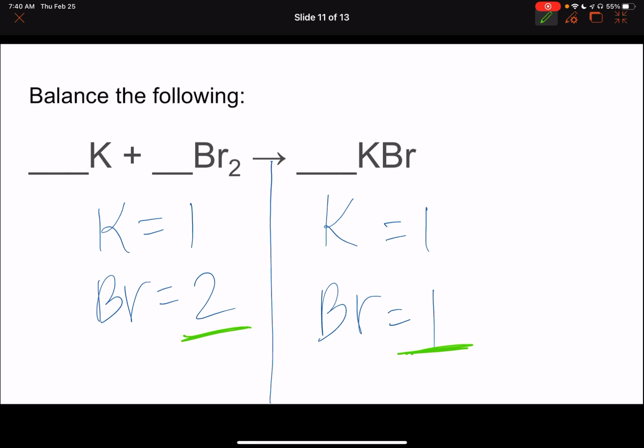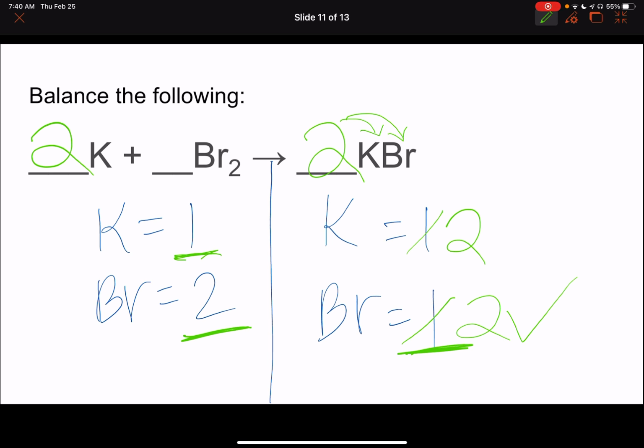How do we make a 1 look like a 2? We need to put a multiplier, but it not only multiplies the Br, but also the K. Whereas our Br's are balanced, we now need to make a 1 look like a 2, so we're going to multiply it by 2. We can put a 1 here if we'd like, and notice that we have 4 and 4, and we are all balanced for it.